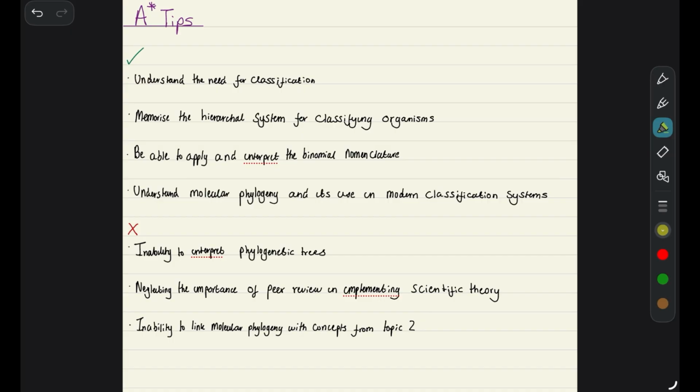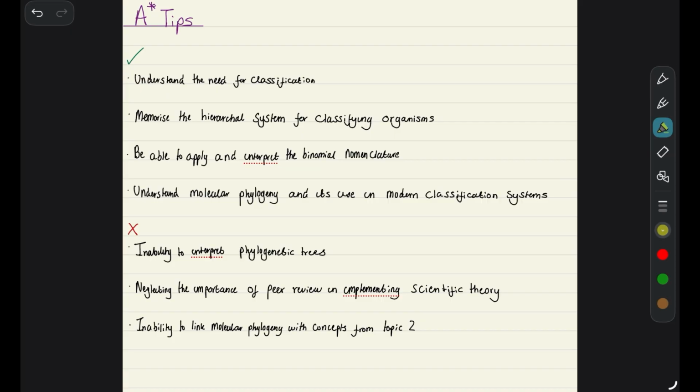Now, what do we need to make sure we're not doing? Not being able to interpret those phylogenetic trees. It's very important that you can see a tree and you can tell, okay, where are the common ancestors? What's the LUCA? What is the more recent common ancestor between this species and that species? Make sure you're really comfortable doing that.